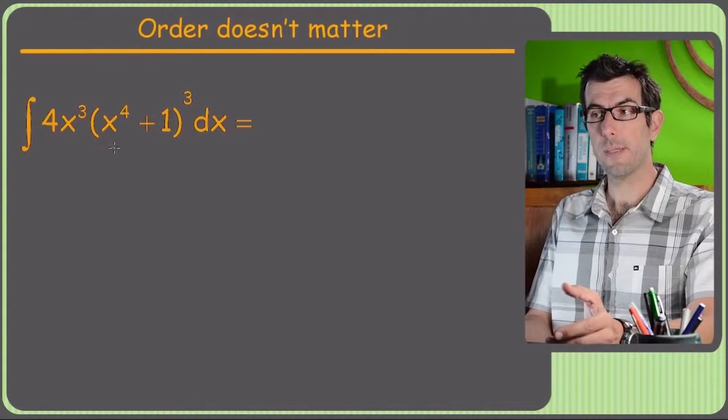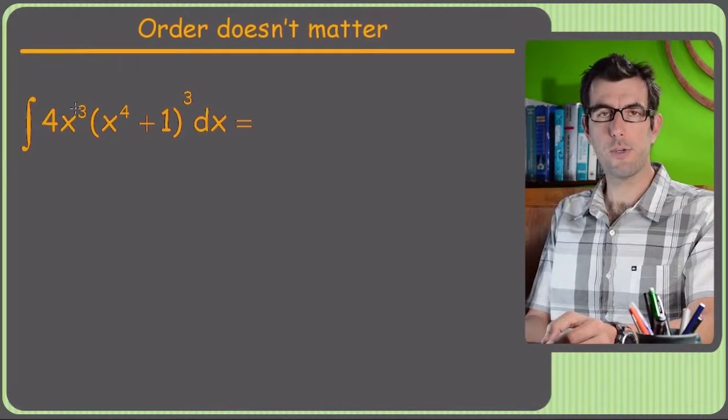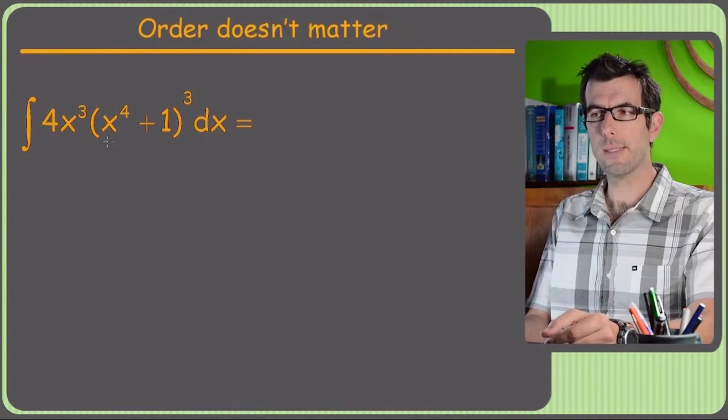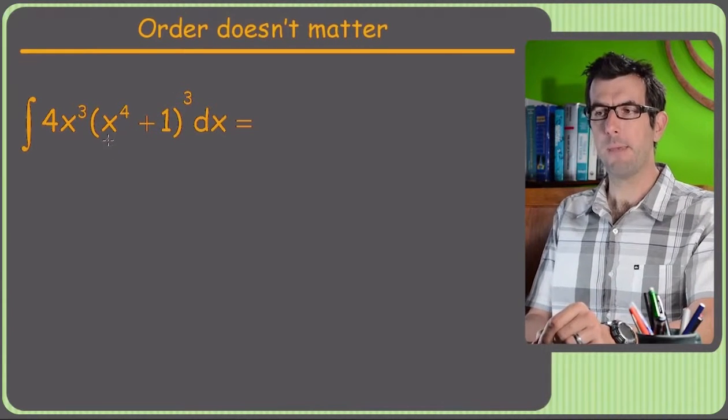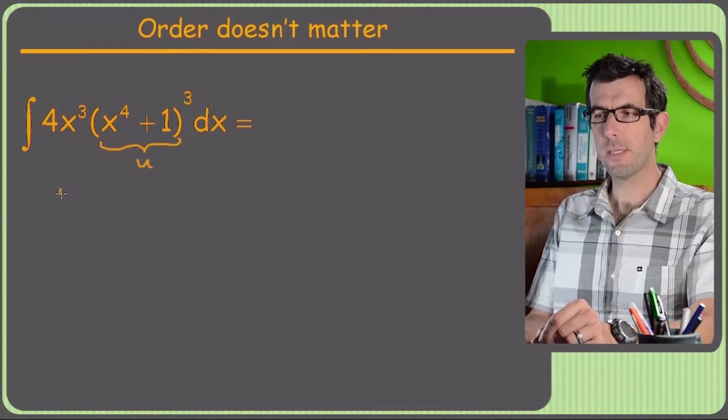That means that, again, we've got a power rule situation. This 4x cubed doesn't quite look as important as this parenthesis to the cube power. And once you've done a lot of these, you'll start getting really good at spotting that. But, dollars to donuts, this is probably my u. So I'm just going to take a guess that my u is x to the fourth plus 1.